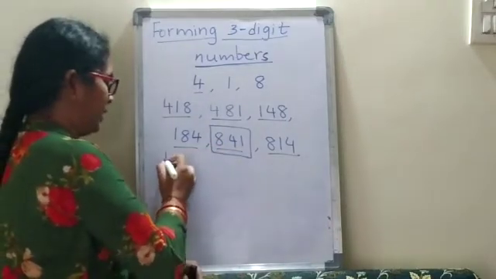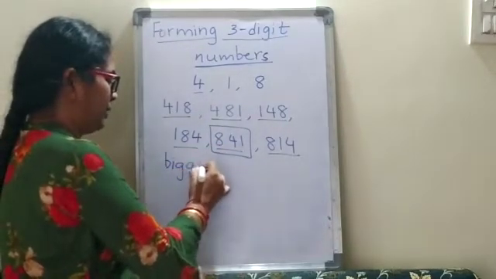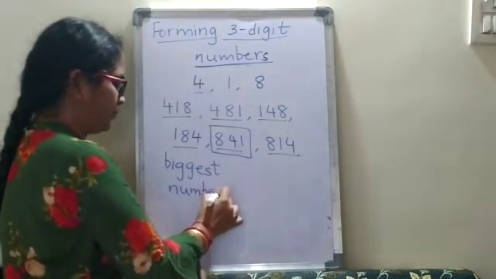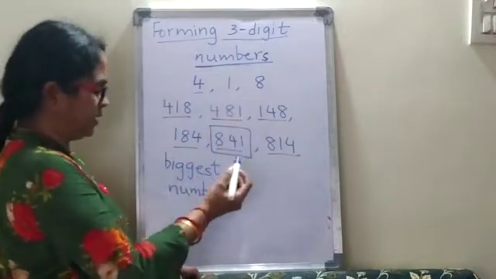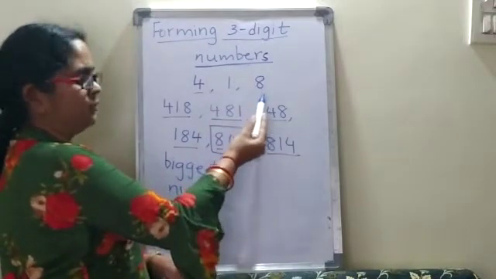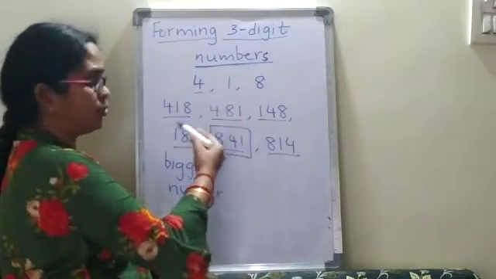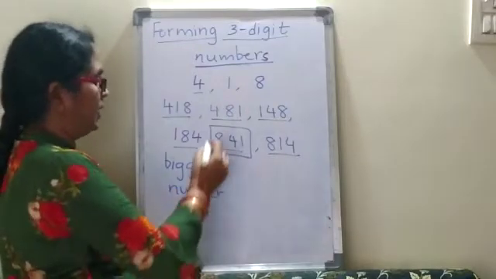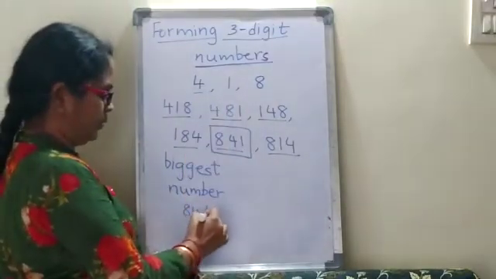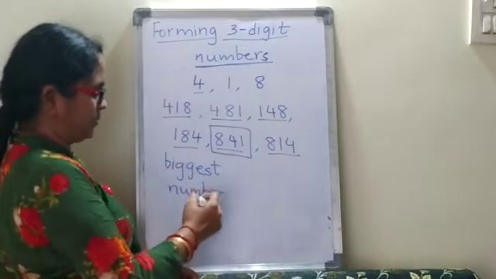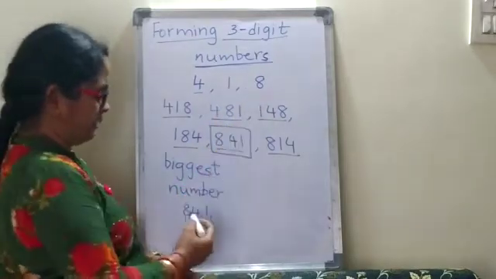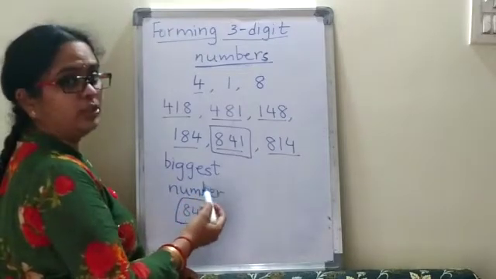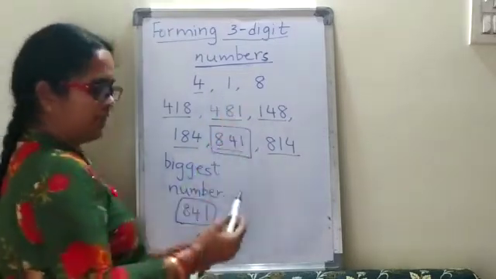Instead of writing like this directly, if you want to write the biggest number from these 3 given digits, what you have to do is write the given numbers from big to small. That is, first the biggest number is 8, then 4, then 1. So you have got the biggest number directly by writing the given numbers from big to small. So 841 is the biggest number that can be formed using 4, 1 and 8.